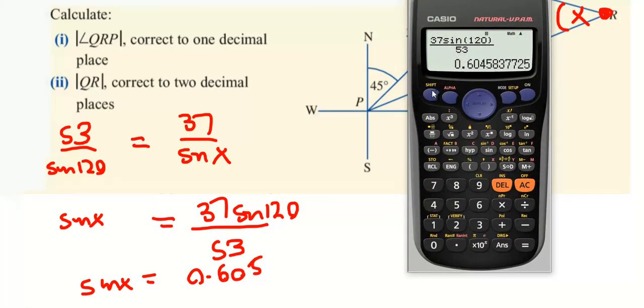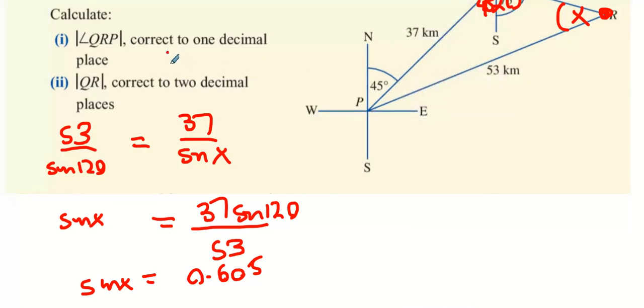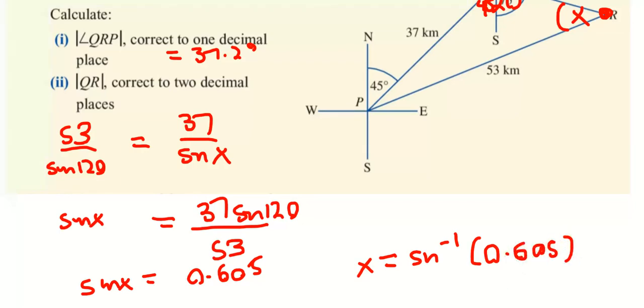So press shift sin inverse 0.605. And what do you get? 37 to the nearest degree, or one decimal place? One decimal place, so 37.2. Because I wrote it in my calculator, it has to go on my sheet of paper to get marks. Please never forget that, okay?